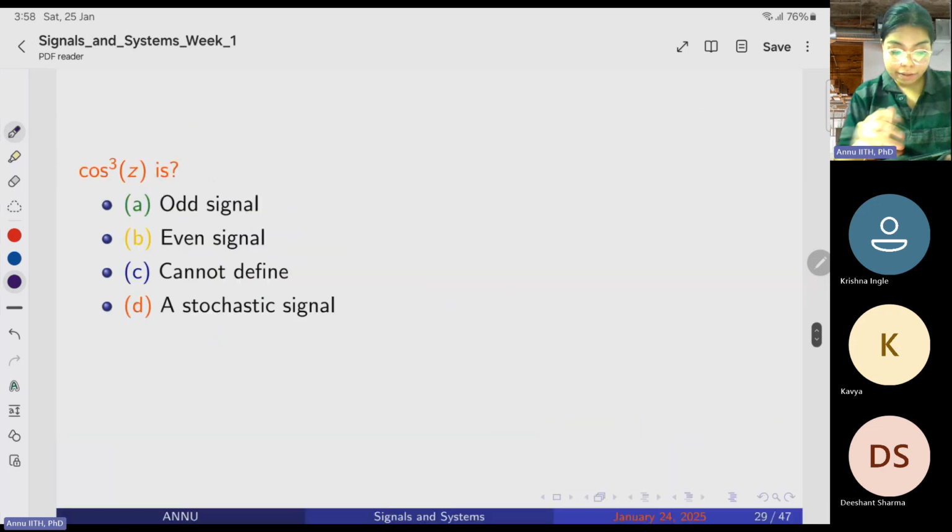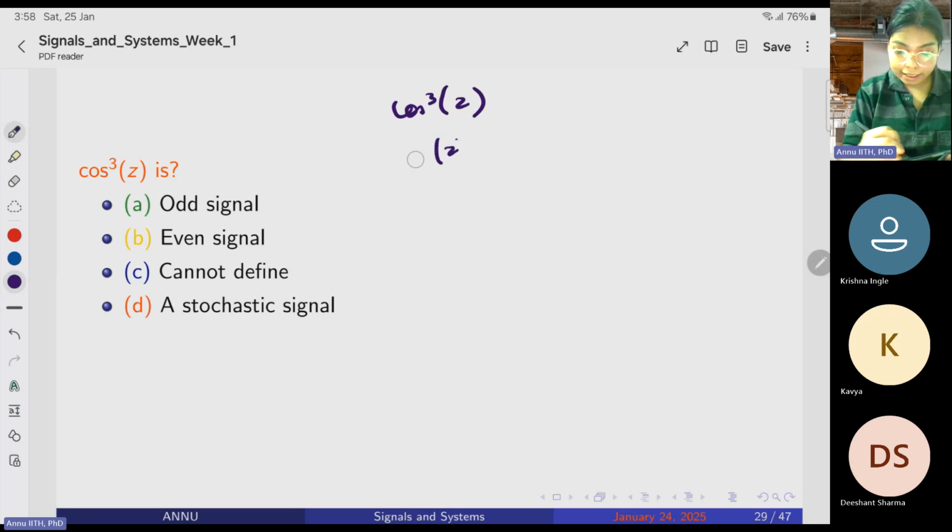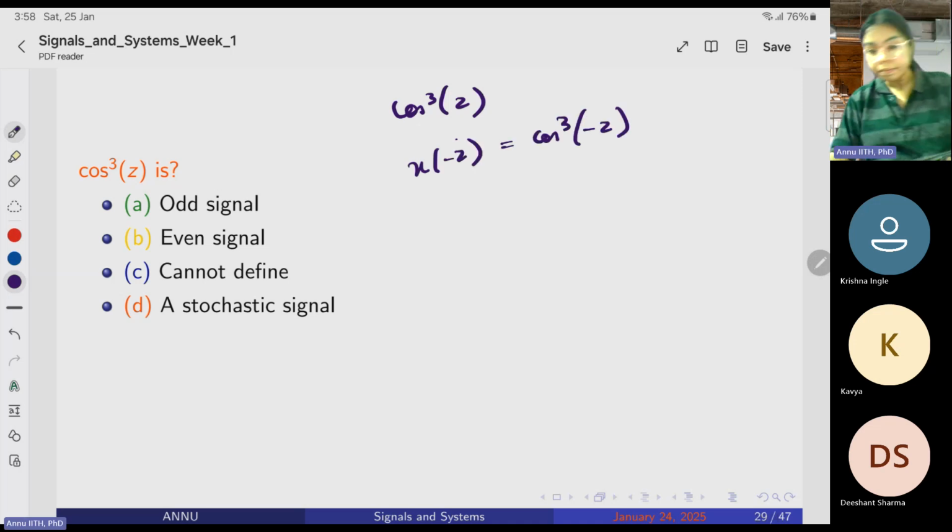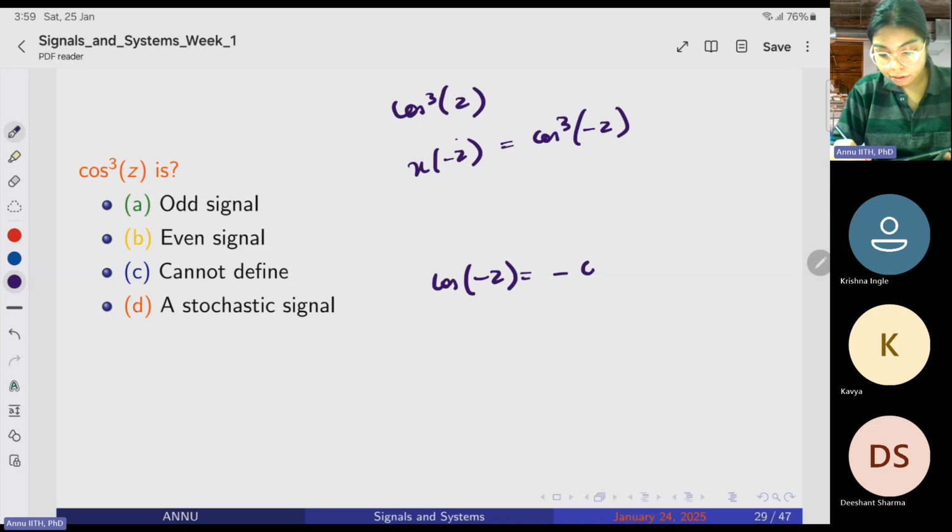Now, the given question is cos 3z. How will you determine whether it is even or not? Let us first try x of minus z. Tell me, what will be x of minus z? Cos of minus z. Do you know basic cos? So cos minus z is actually minus of cos z. Right?